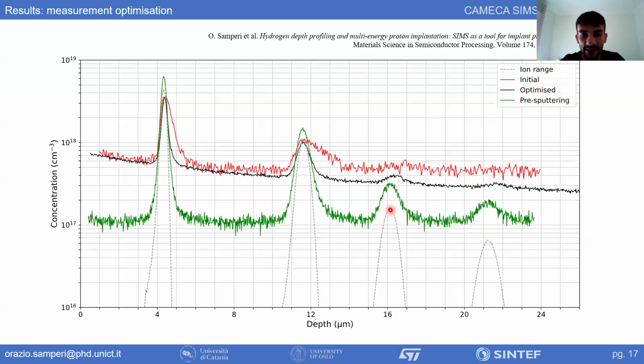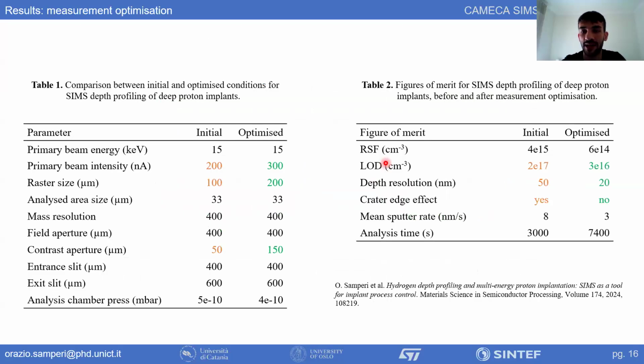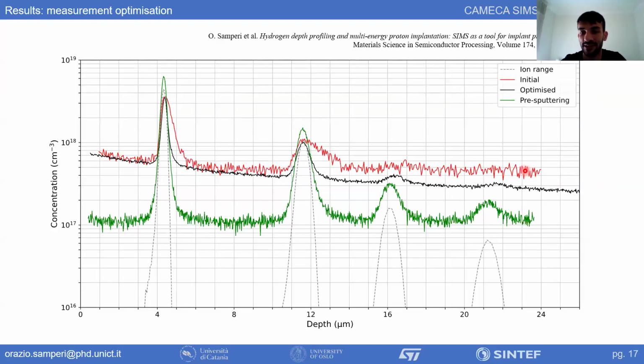Now, if you consider that, for example, this peak here is between 1 and 2 times 10 to 17, this is basically something we cannot see with these conditions. And if we go back to the previous slide, that's basically the LOD we measured for the initial condition, which is 2 times 10 to 17. Then if we go lower, we cannot see anything.